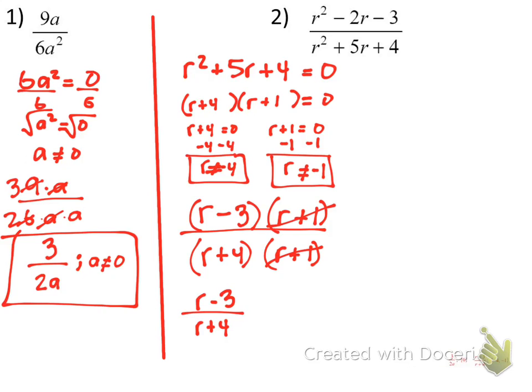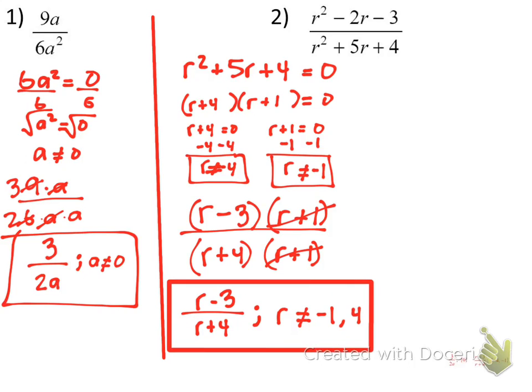Step 4, write the expression in final form. You already wrote it. Write a semicolon. Then we take the excluded values. r cannot equal negative 1 and negative 4. Then you just box your final answer, and that's it. Okay? Any questions?